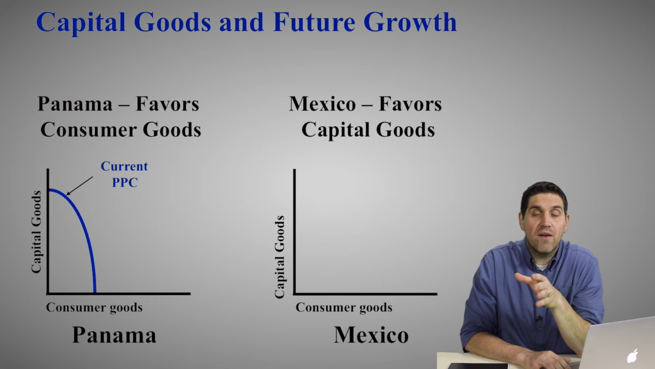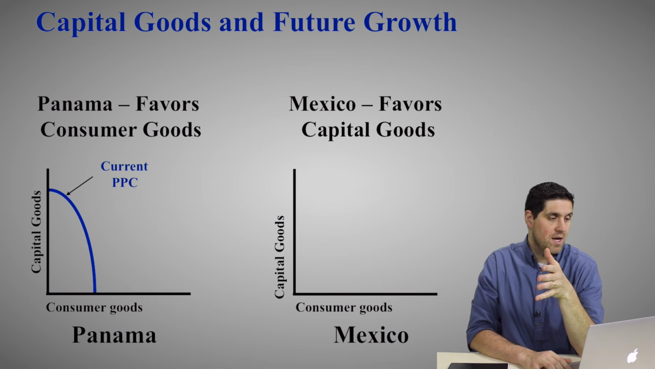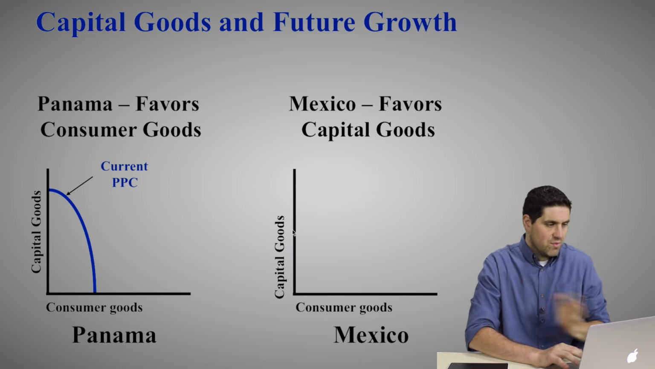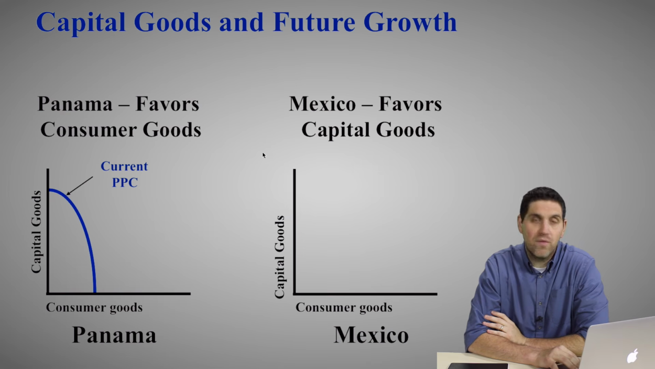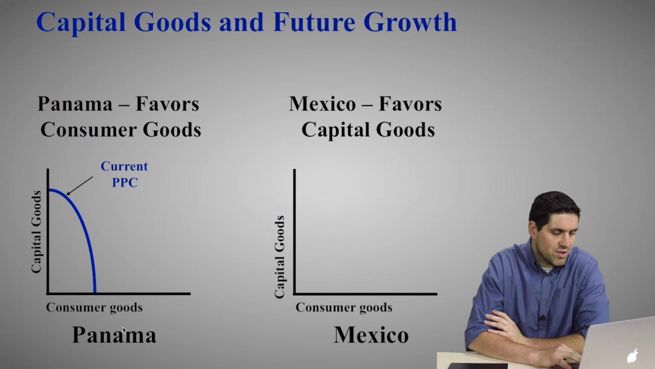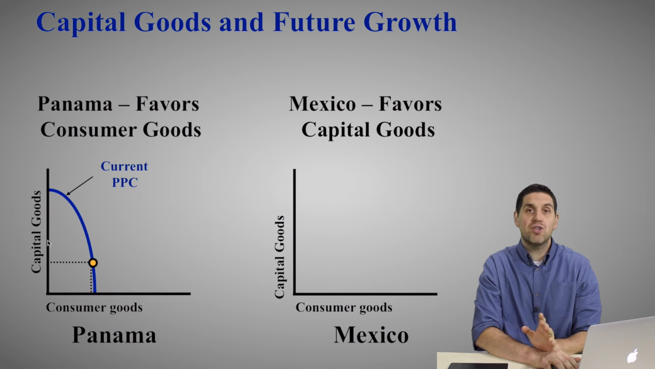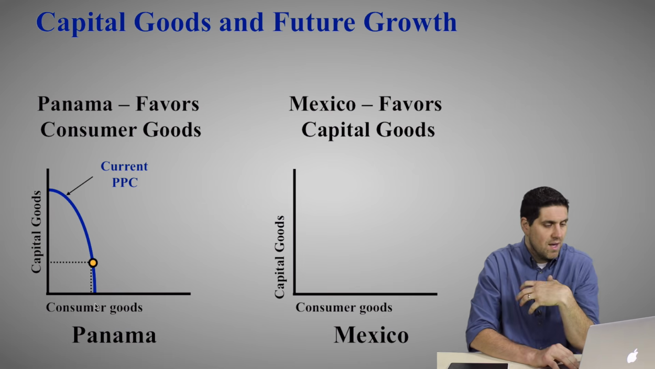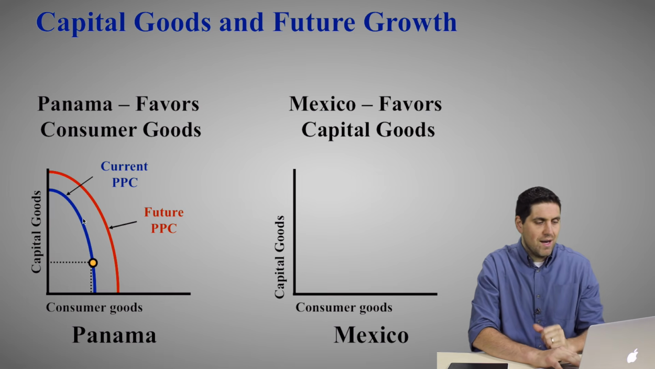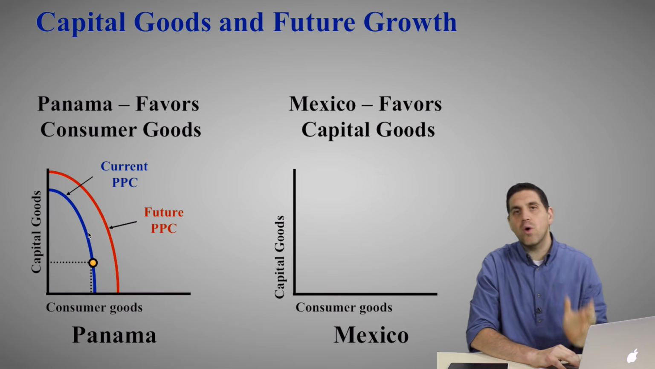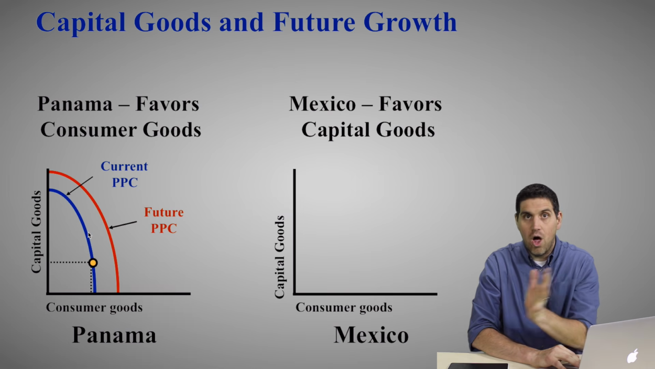One of the things I do want to cover is the idea of growth in the future. So take a look at 2 different countries. We've got Panama over here, we've got Mexico over here. Let's say here's the production possibilities curve for Panama. They can produce consumer goods and capital goods. Let's say they're producing a certain combination, which is producing a whole lot of consumer goods. Now their future growth curve, I'll put right here, is out here. So they'll have growth over time, they'll be able to produce more in the long run.